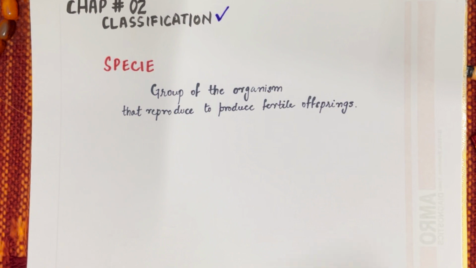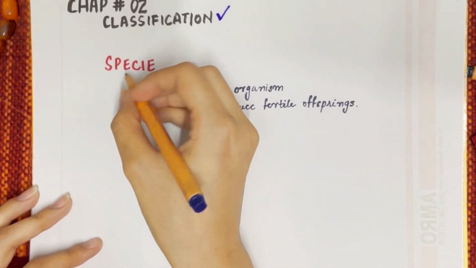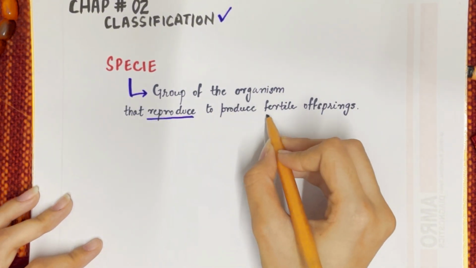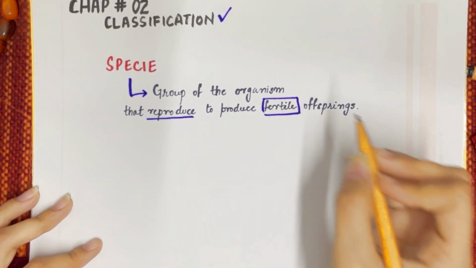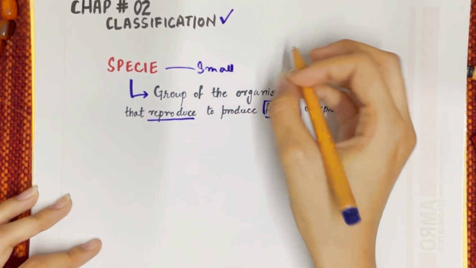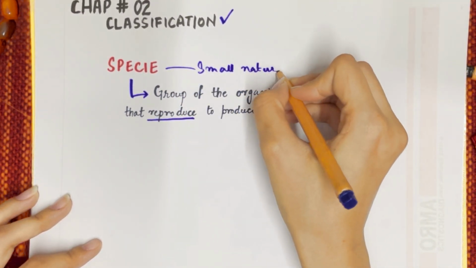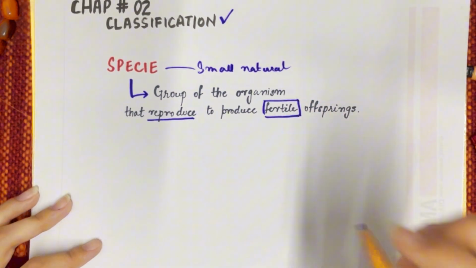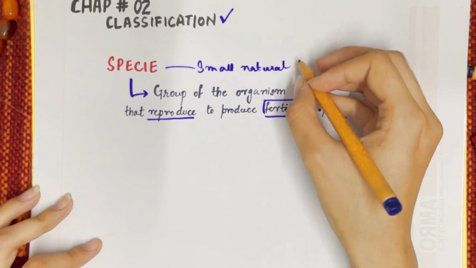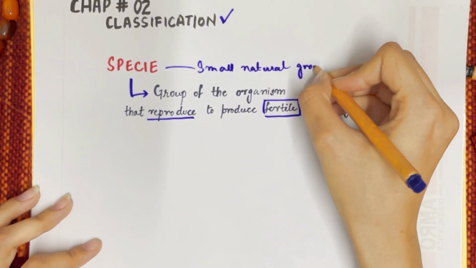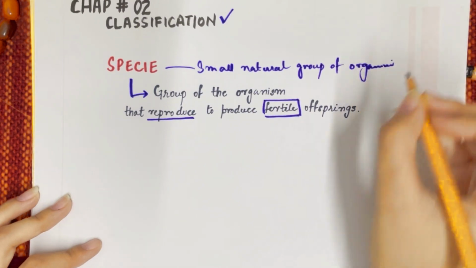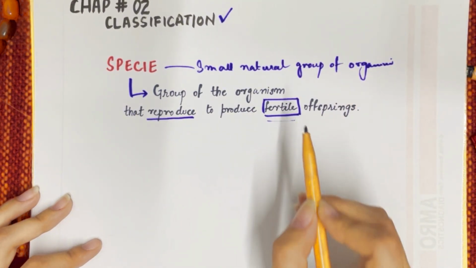Well, firstly, let's begin with the topic that we have been asked in 2.1, that is the species. Species can be majorly described as a group of organisms that can reproduce to produce fertile offspring. Basically, species are a very small natural group of organisms. It is very easy to understand how naturally the animals or organisms can classify themselves. So it is a very small natural group of organisms which can reproduce to produce fertile offspring.